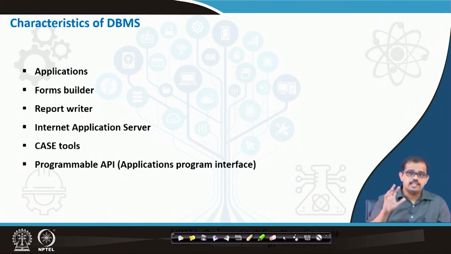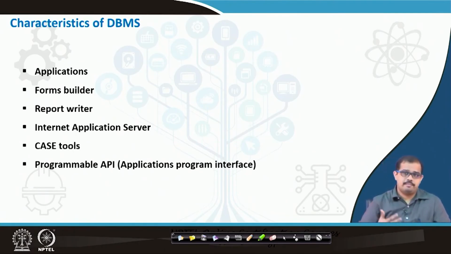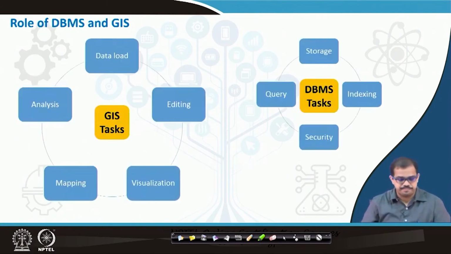Then the most important point of today's system is programmable APIs, or application program interface. This has become extremely important in terms of how we define an API, how we manage an API, how we present an API. So that is also a very challenging task today. So that becomes a characteristic of a database management system.